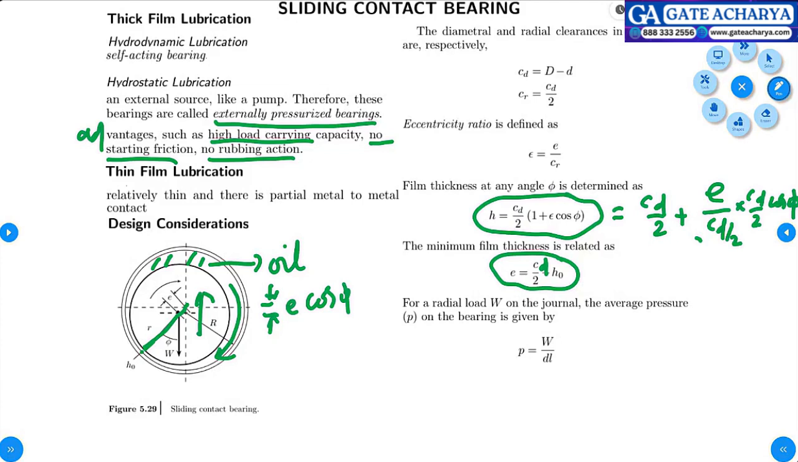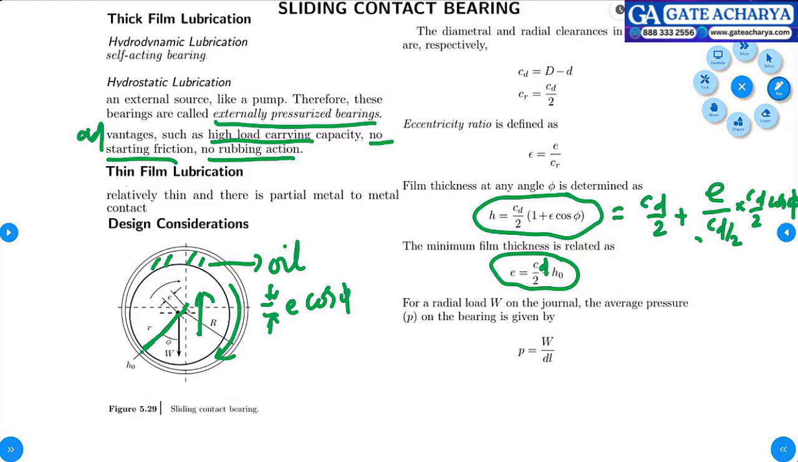See, angle is defined between this vertical axis and this eccentricity distance. This point and this point, if you join, you will get small e. So this angle is nothing but phi. So one you can measure here vertically. Other one you will measure here radially. When you measure radially, you will have a minimum thickness, right? That is nothing but the minimum film thickness.